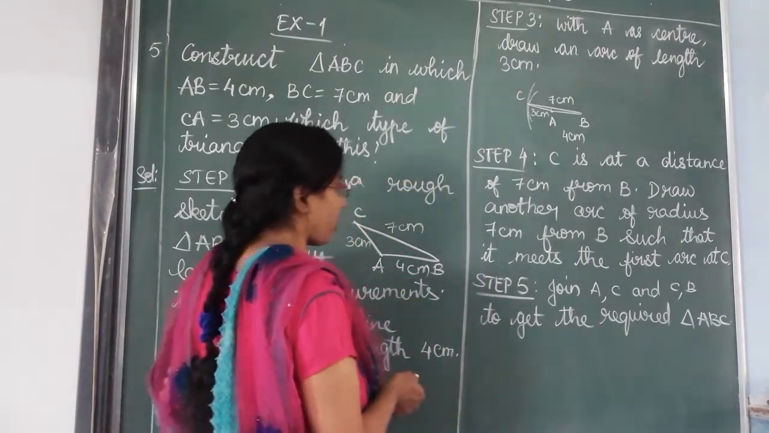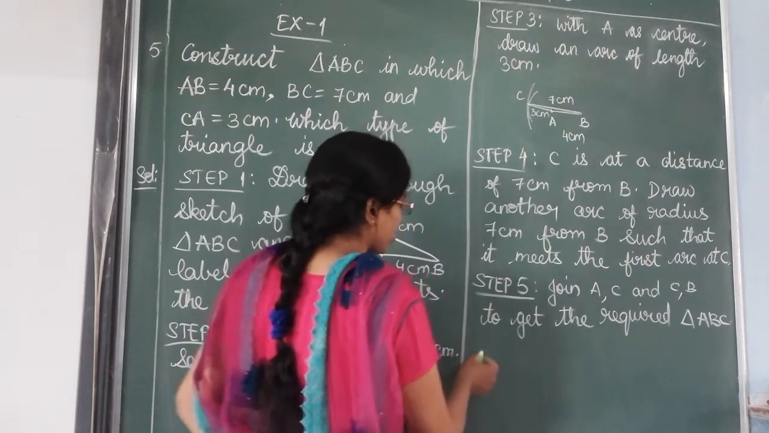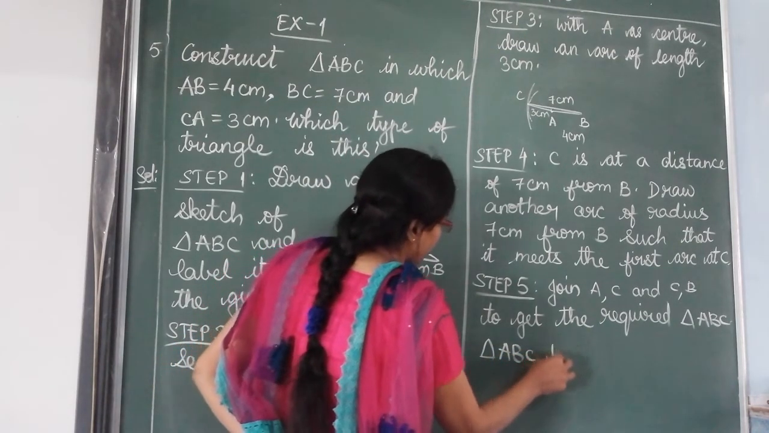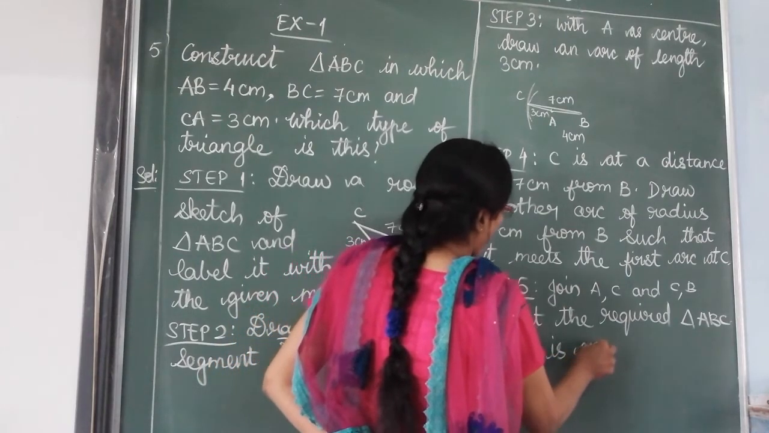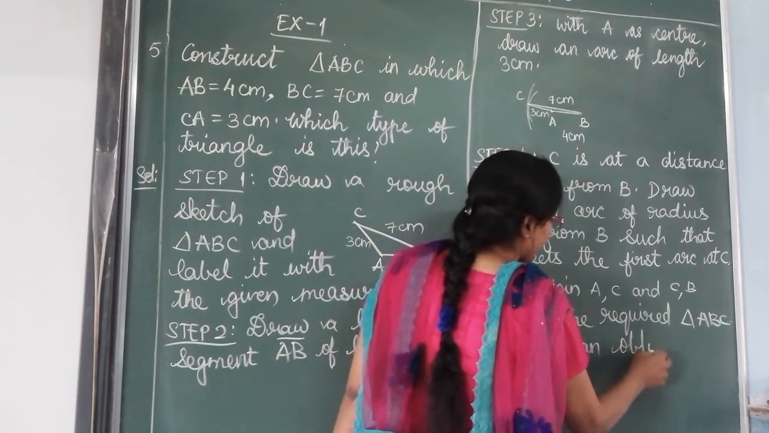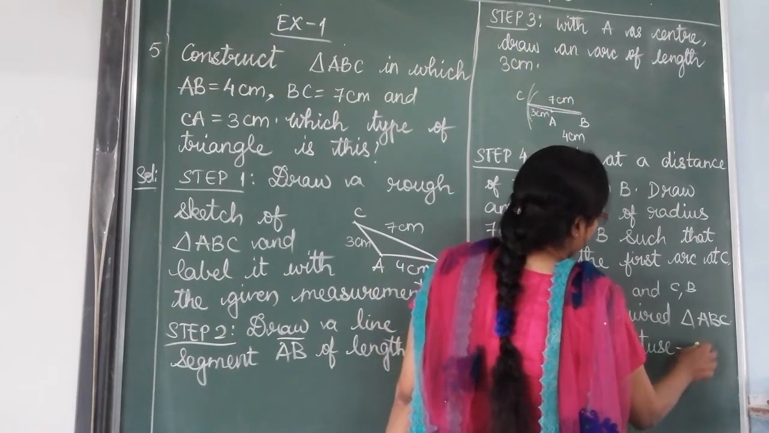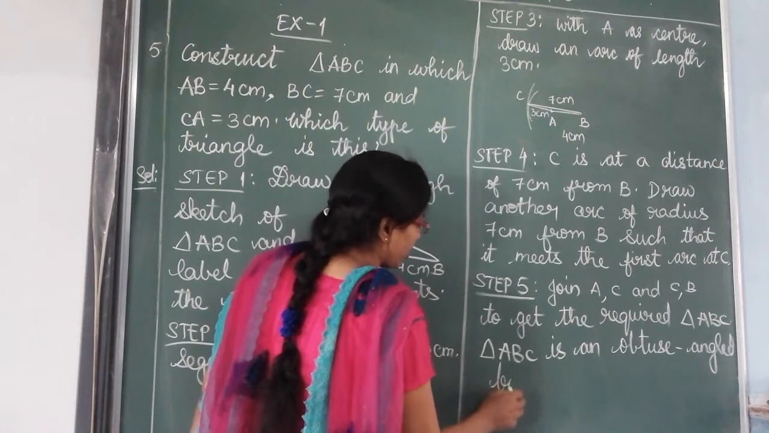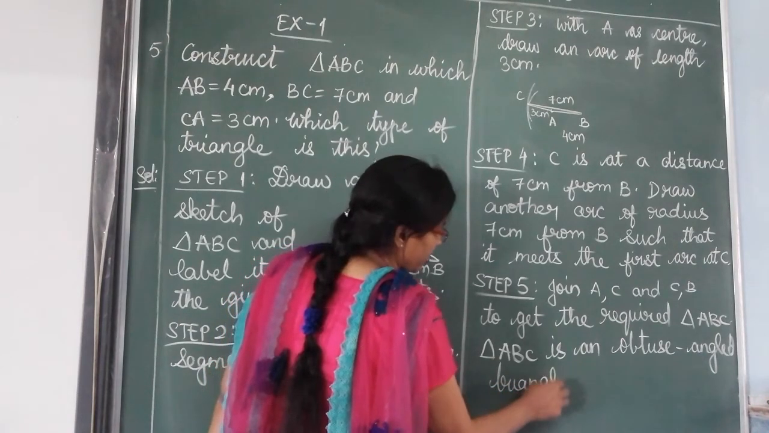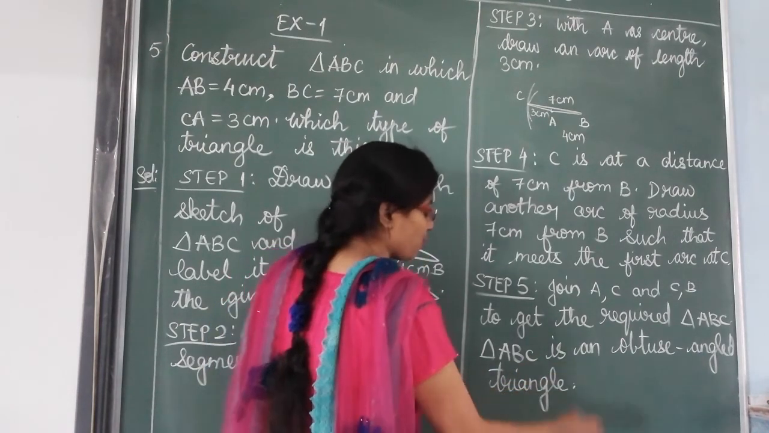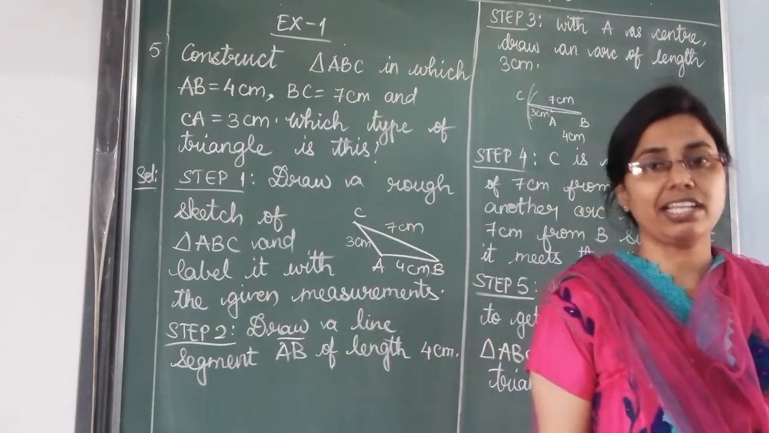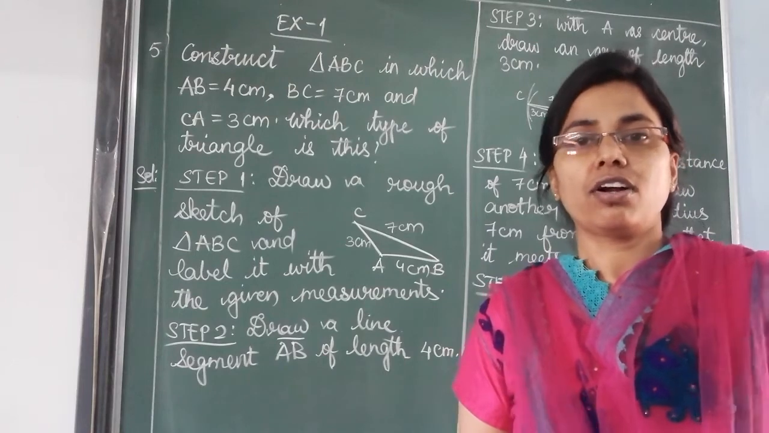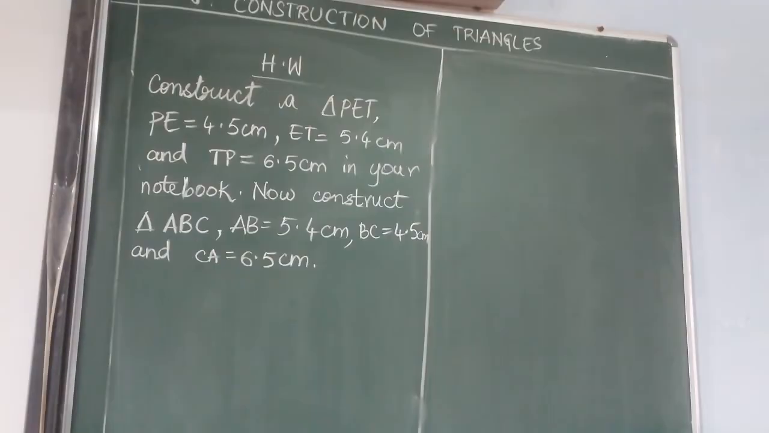So now let's write the last step, which is triangle ABC is an obtuse angled triangle. Understood this, children? Copy in your class books, all of you, and neatly draw all the arcs with your sharp pencils. Okay, complete the work. Completed.